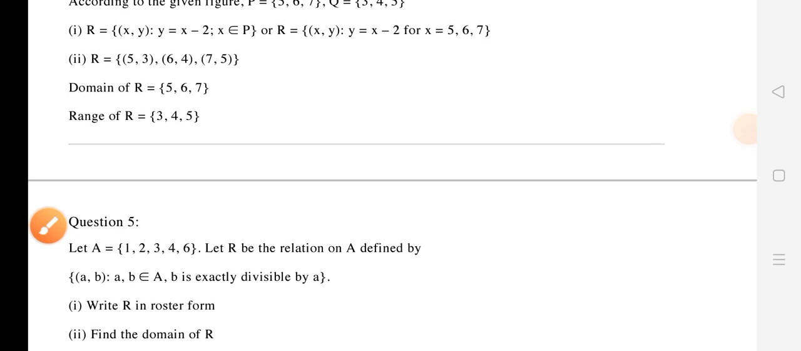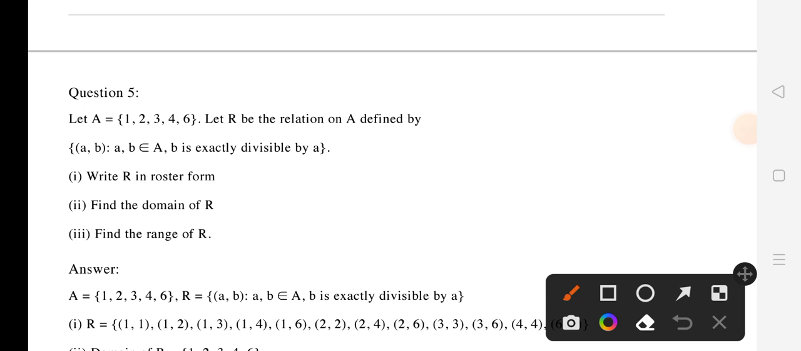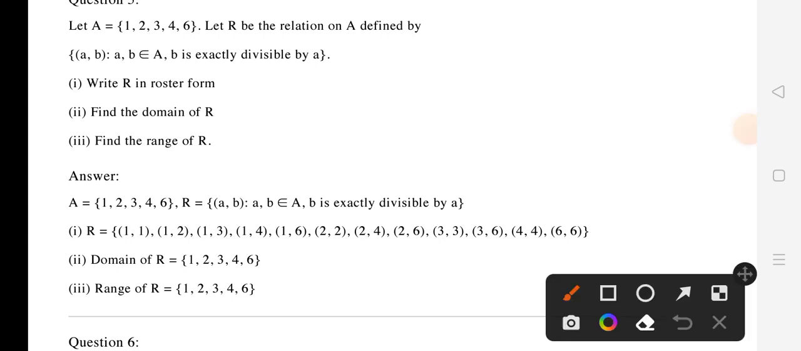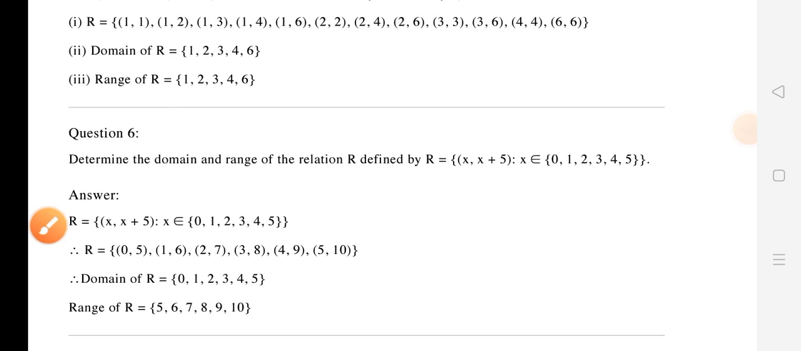And next we will discuss question number 5. Let A be the set having elements 1, 2, 3, 4, 6. R is a relation on A defined as (a, b), where a, b belong to A and b is exactly divisible by a. Write R in roster form. So set A is 1, 2, 3, 4, 6, and R is the set of all such ordered pairs. The domain of R is 1, 2, 3, 4, 6 and the range of R is 1, 2, 3, 4, 6. Simple question.